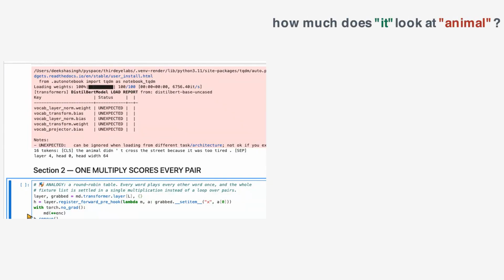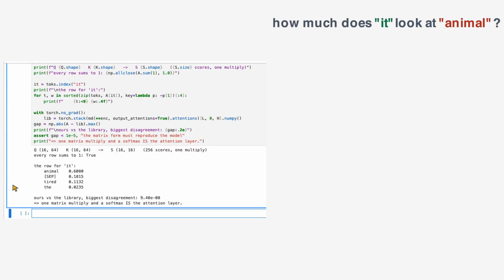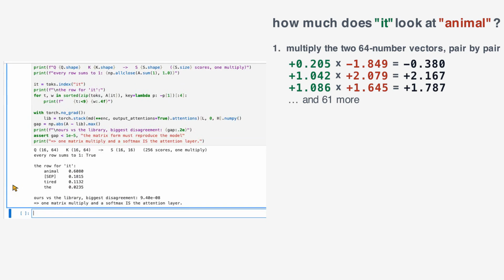So how much does the word it look at the word animal? 5 steps, and every number is on the screen next to it. Step 1. Each word carries 64 numbers. Multiply them in pairs straight down the line. 0.205 times minus 1.849 is minus 0.38. Notice it is negative, some pairs pull the total down. Then 61 more. Add all 64 together and you get 59.764.